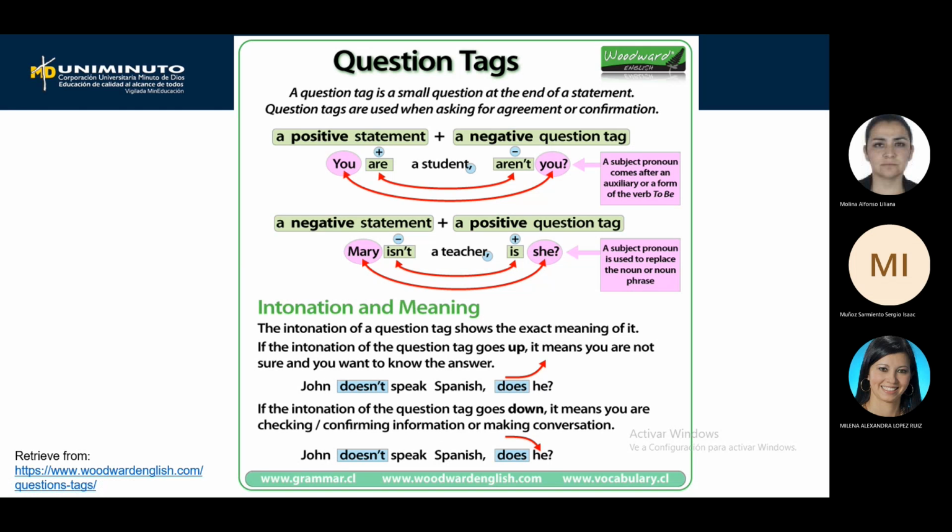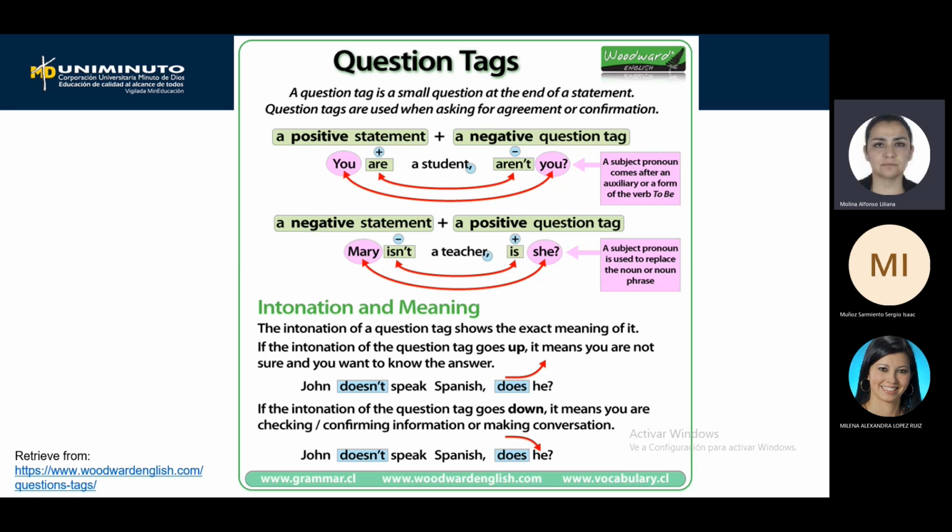Entonces si hago la question tag, ¿ok? Cuando la hago hacia arriba es porque yo no estoy seguro y no sé cuál es la respuesta. Entonces, por ejemplo, yo digo, oh, yo no hablo español, de verdad, o sea, no estoy segura de la respuesta, entonces hago la entonación hacia arriba. Does he? ¿Sí? Pero cuando yo estoy confirmando, chequeando algo, esto sobre todo para la parte de pronunciación, hago la entonación hacia abajo. Si quiero chequear o confirmar o hacer alguna conversación. Ah, John doesn't speak Spanish. Does he? ¿Sí? Entonces, eso es lo de la entonación.